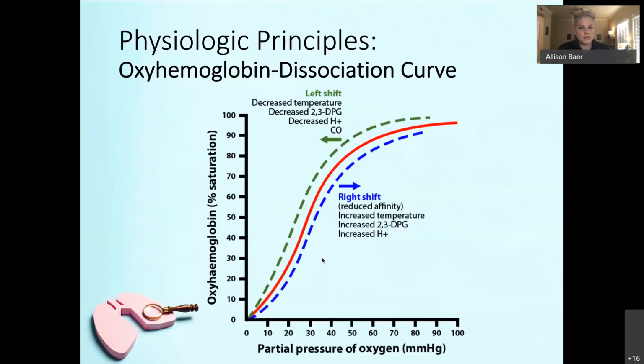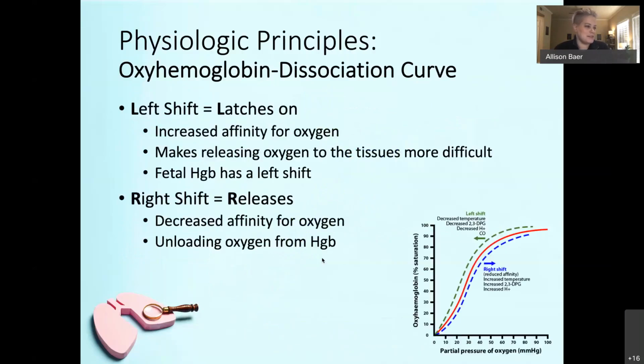So this is another thing you might see. This is the oxyhemoglobin dissociation curve. And this is something I have a hard time remembering off the top of my head, left shift, right shift. So I'll give you a mnemonic to help. Left is letting go. So it's having a decreased affinity for oxygen. Oh no, sorry, left latches on. Let me go to the next slide so I don't mess it up.